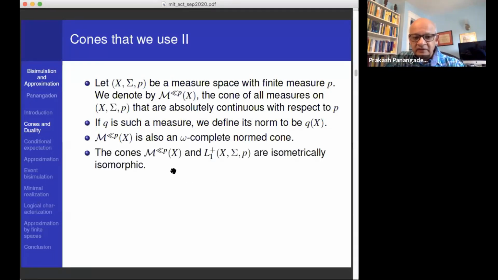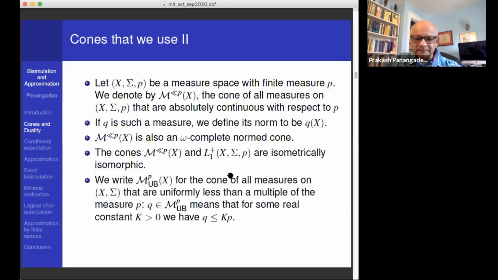Now the key point is that this cone of measures and this cone of almost everywhere positive L1 functions are isometrically isomorphic. So there's a perfect correspondence between this cone of measures and this cone of functions.